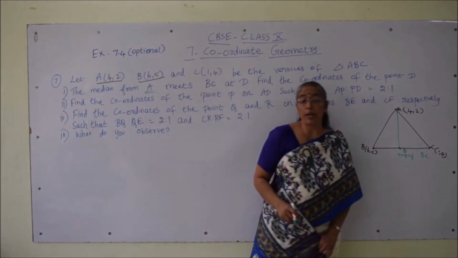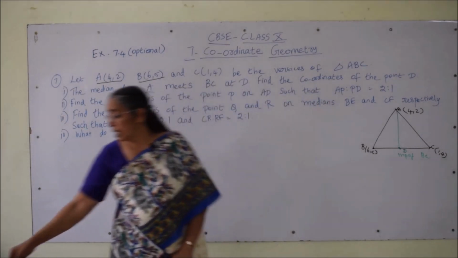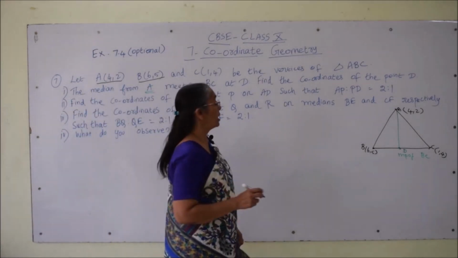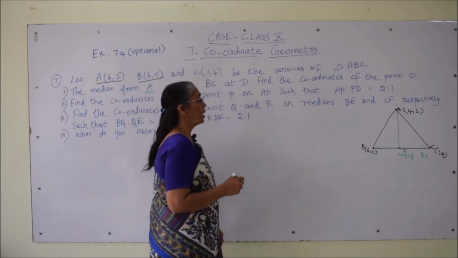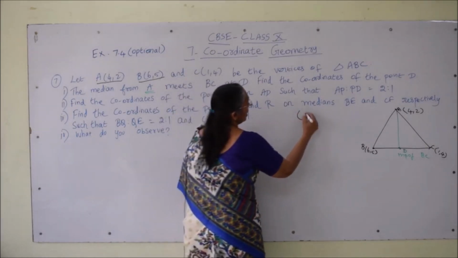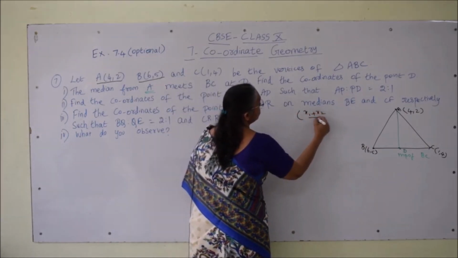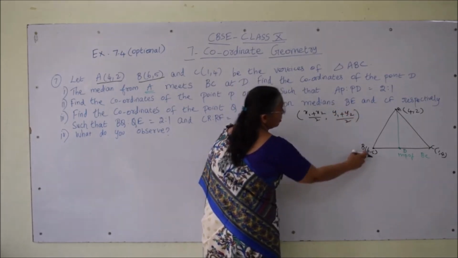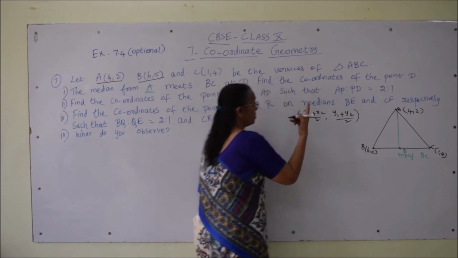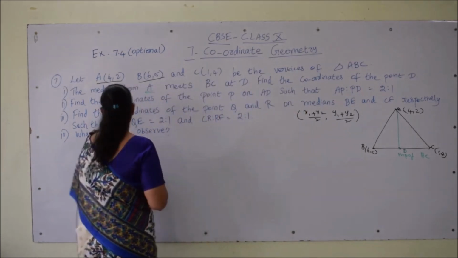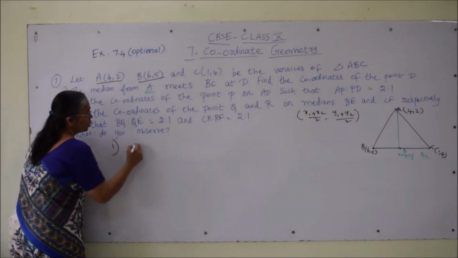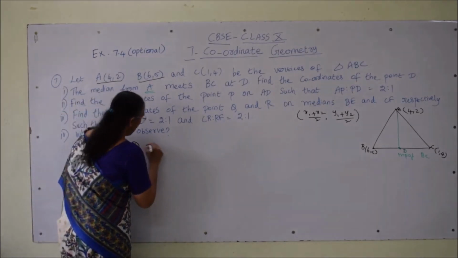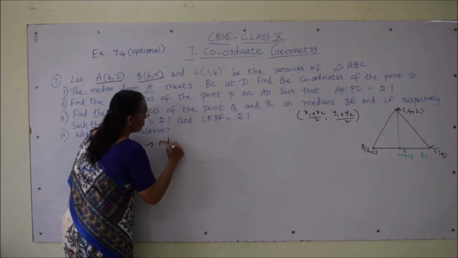So, what is midpoint formula? If x1, y1 and x2, y2 are the 2 points on the line segment AB, then the midpoint of AB is given by x1 plus x2 by 2, comma y1 plus y2 by 2. So, using this formula, first part is find the coordinates of D. So, D coordinates are nothing but x1, y1, D is midpoint of BC.